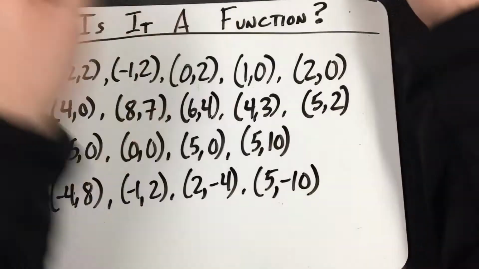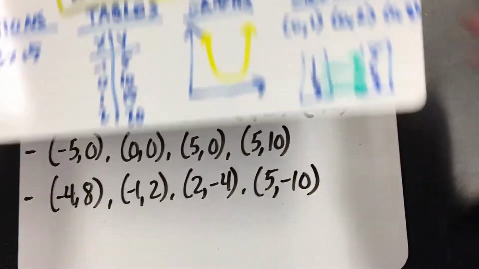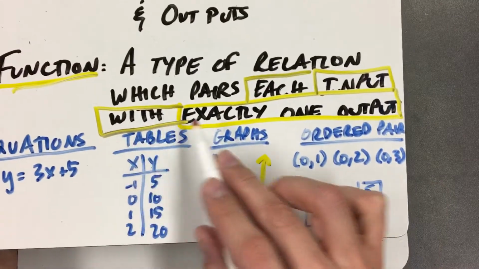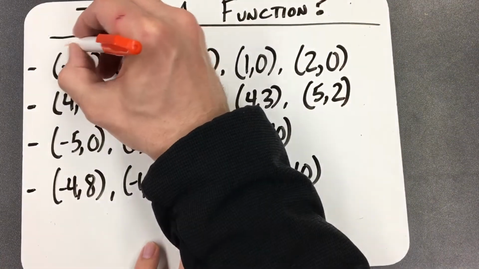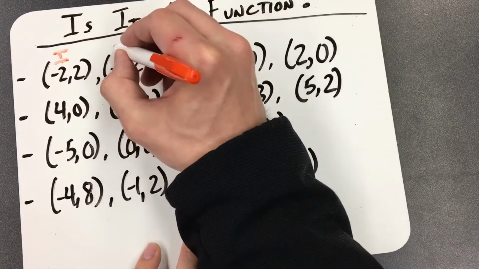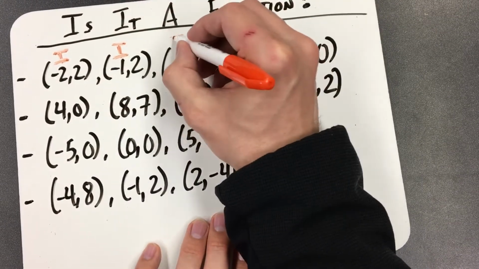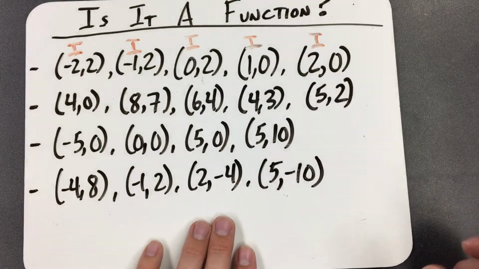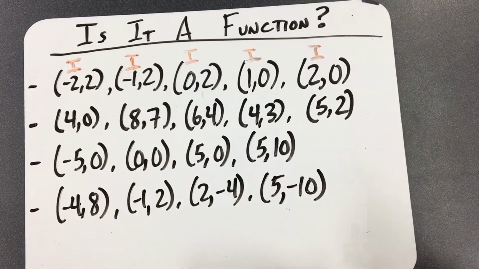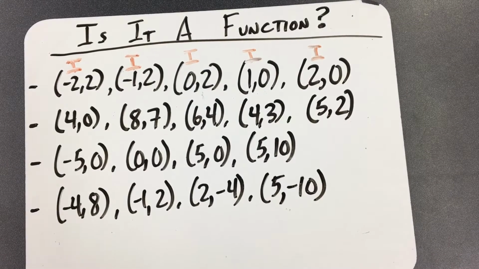Yes. Remember our rule. Each input can only have exactly one output. The inputs are the x coordinates. You know how you have the x coordinate and the y coordinate? The very first number in each ordered pair, the x coordinate, is technically called the input as well. You just never really hear teachers refer to it like that in 5th, 6th, or 7th grade.